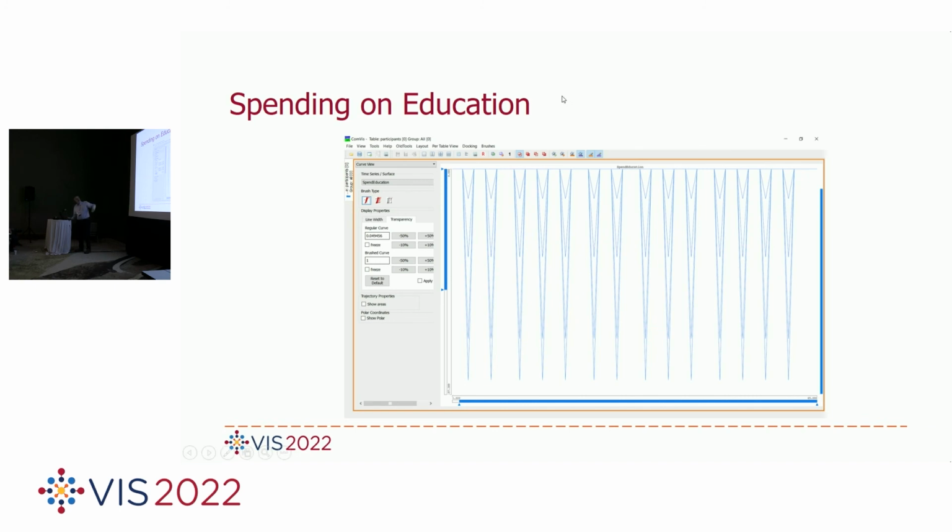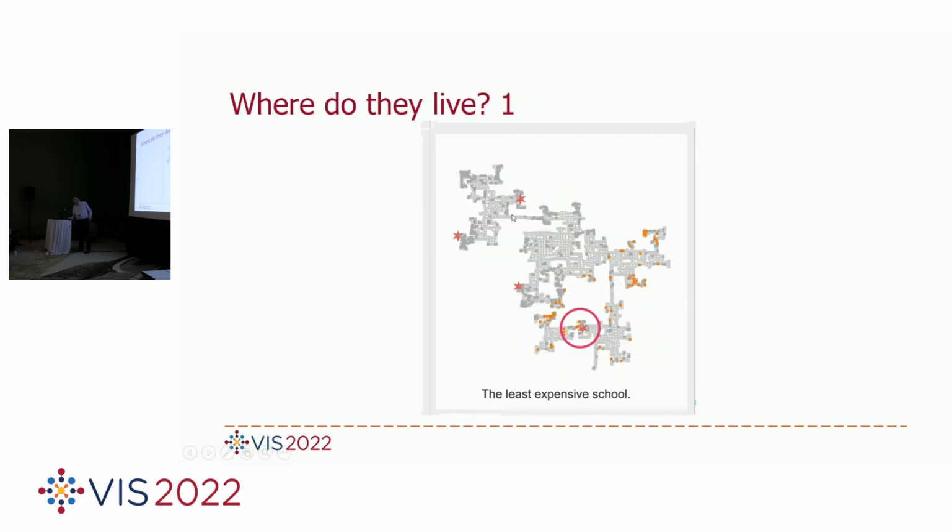So now, if we brush the least expensive school, we can see the stars are the 4 schools, and the orange dots are places where people live who pay the cheapest school. So we assume that this school is the one with the lowest fee, because the people live in the vicinity of this school. No one from here goes to this school.